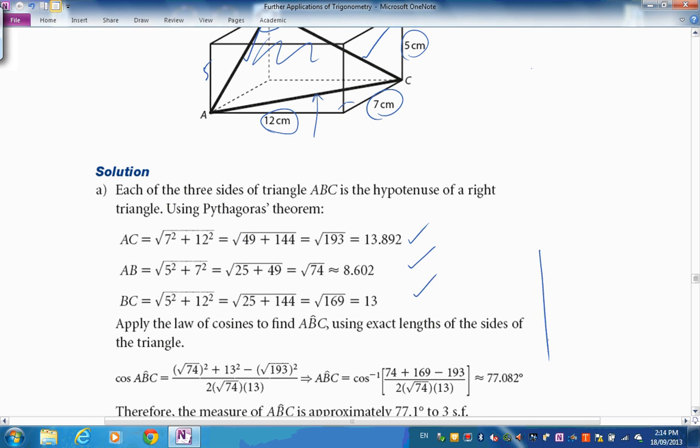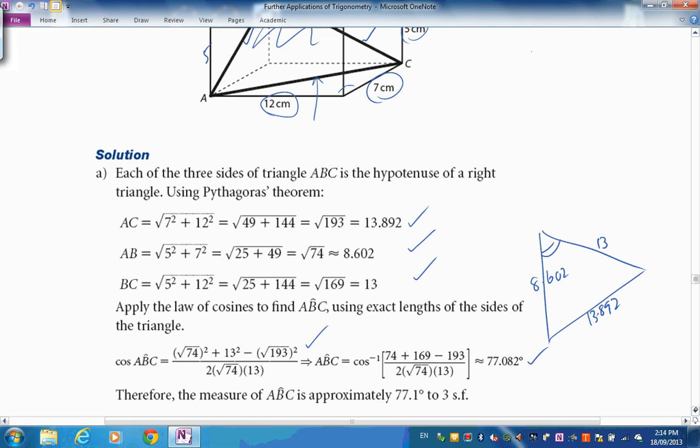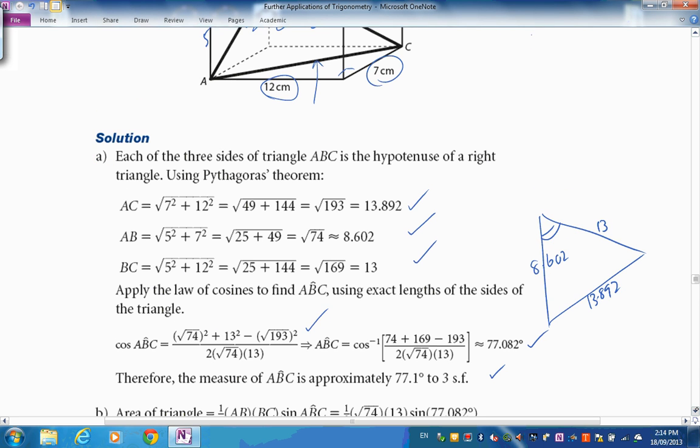They haven't redrawn it here. We're going to get that angle by saying this one was 13.892. Don't truncate it because it's going to lead to error. We're going to use these figures again, so you don't want that error perpetuated. So that's what we've got, and we want this angle up here. So using the cosine rule, it's about 77.082 degrees. So 77.1 degrees to 3 significant figures. Alright, study that.